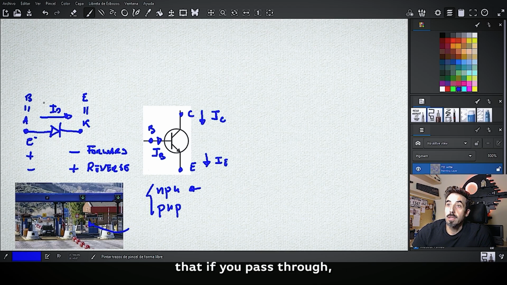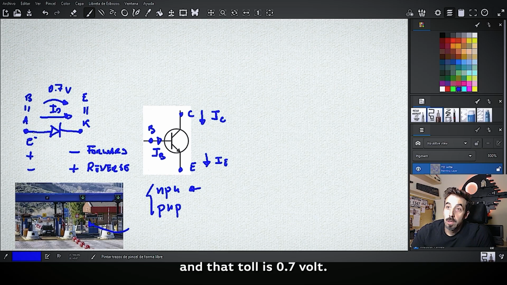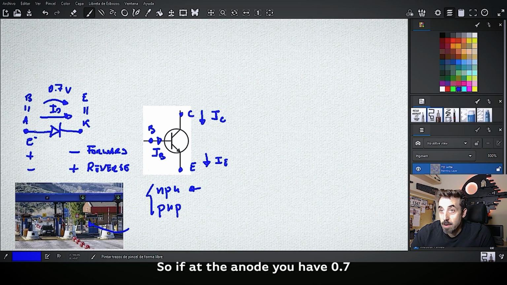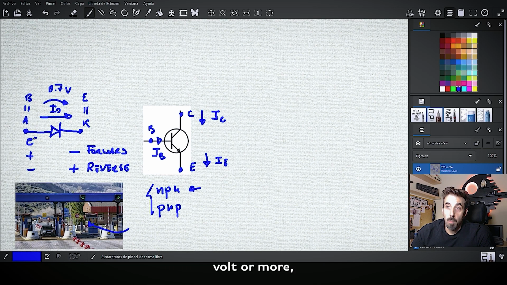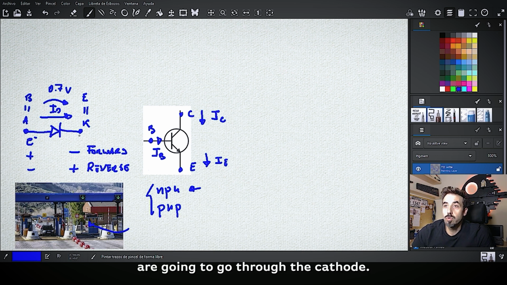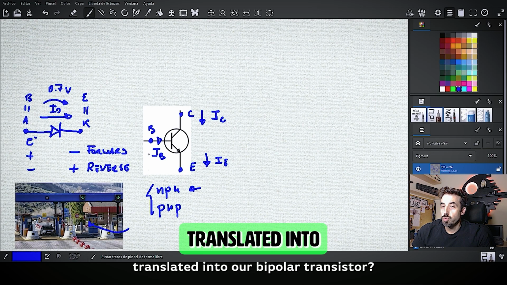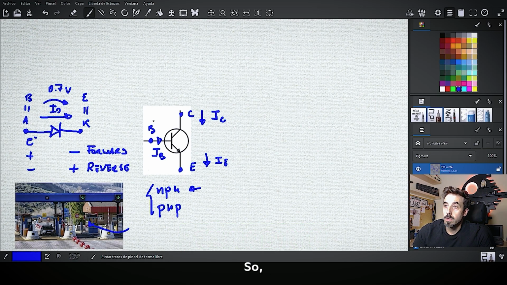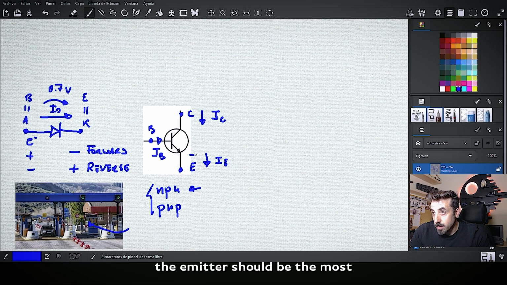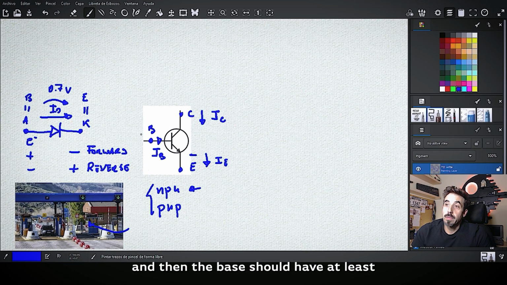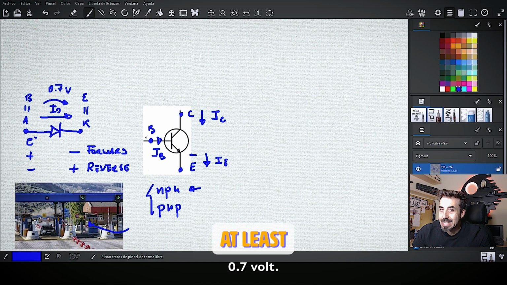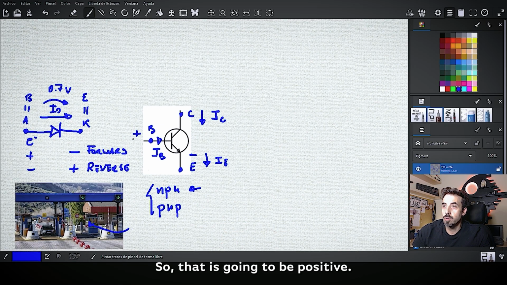Something that is important, if you pass through, of course, you have to pay a toll, and that toll is 0.7 volt. So if at the anode you have 0.7 volt or more, the electrons are going to go through to the cathode. How is that going to be translated into our bipolar transistor? So the emitter should be the most negative one, and then the base should have at least 0.7 volt. So that is going to be positive.